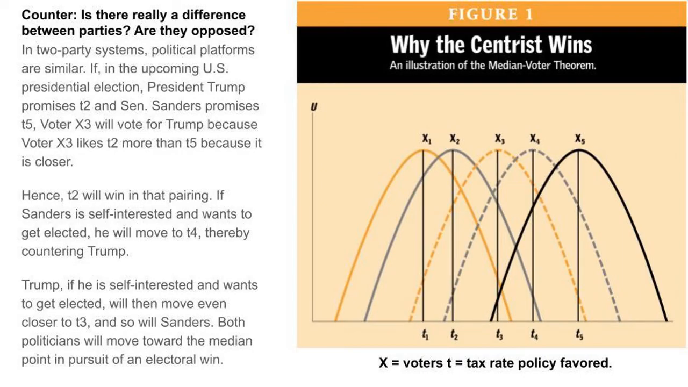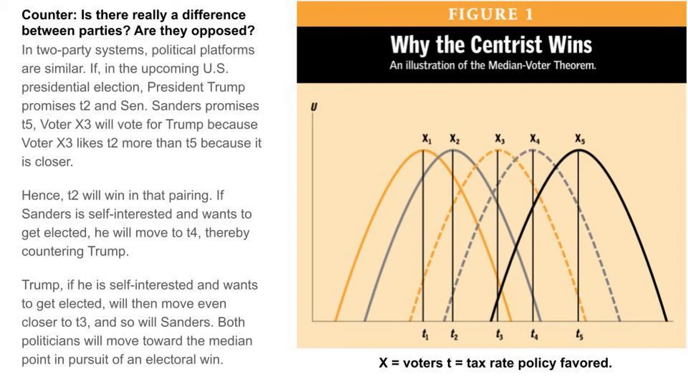Let's take a look at this chart, and don't be afraid, because no, I'm not introducing math into government right now, but this chart has X's and T's on it. The X's represent voters and T equals the tax rate policy that those voters favor. The higher the number, the higher the tax rate policy. And let's imagine a theoretical scenario where President Trump runs up against Senator Bernie Sanders for an election.